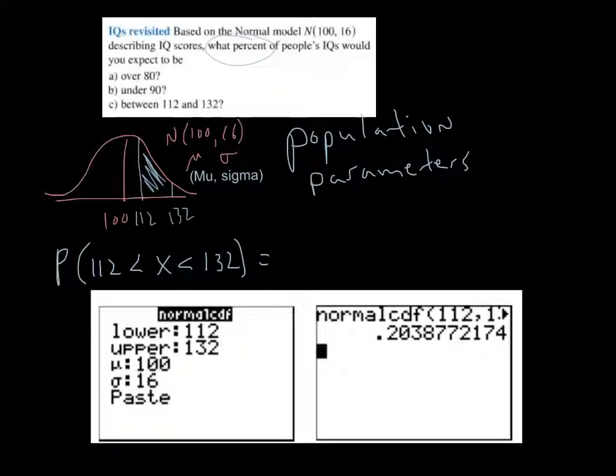I'm going right for the calculator on this one. I'm going to go to second vars, norm CDF. My lower bound is 112. My upper bound of the bounded area, the shaded region, is 132. We'll call that our bounded area. With a mean of 100, standard deviation of 16. I paste that to my calculator, I hit enter, and I get 0.2039 technically, right? Let's round it to about 20.39%. So the answer for part C is about 20.39%.